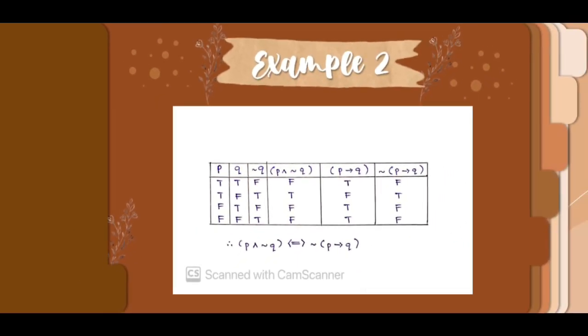Then, for example 2, we want to see whether P and negation Q and the negation of P implies Q are identical or not. First things first, we create a truth table to check the result, and we make a comparison between P and negation Q and the negation of P implies Q. For the conclusion, make sure all the truth values are similar. After that, we check whether the results for both statements are similar or not. So the conclusion is that P and negation Q and the negation of P implies Q are identical, and we can conclude that the two statements are logically equivalent.